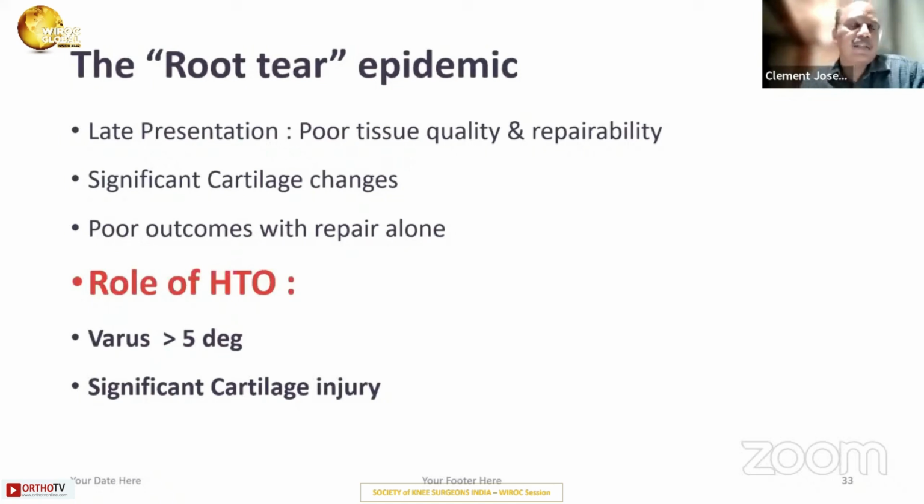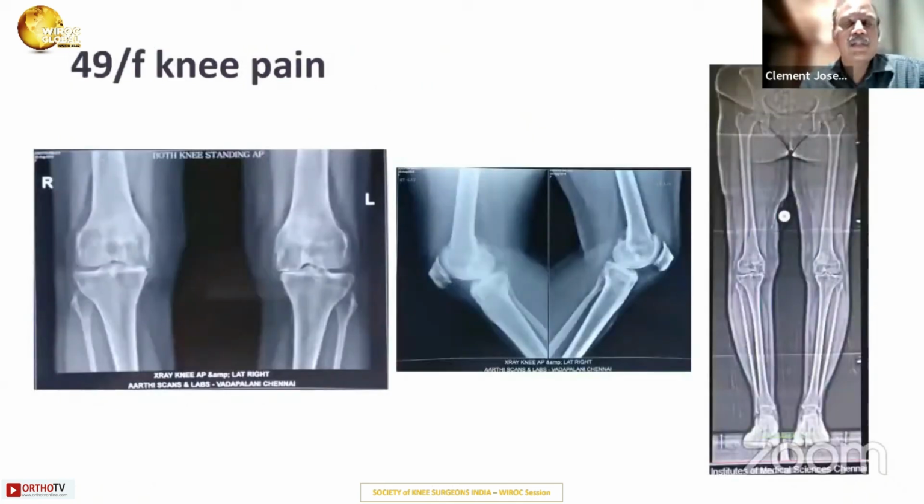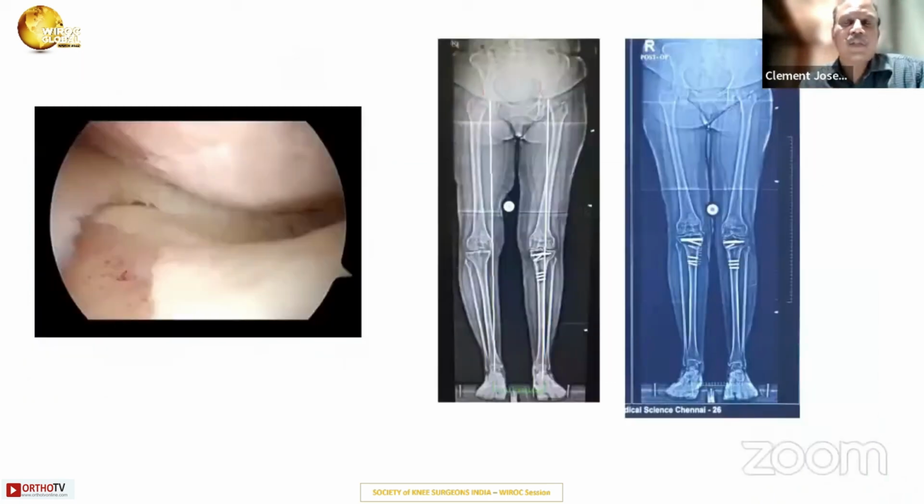Definitely, when the varus is more than 5 degrees, HTO combined with root repair is found to be very beneficial. And when you're doing a root repair with significant cartilage injury, it will be beneficial to combine the HTO along with the root repair. So most of these patients need to be counseled beforehand that there may be a need for high tibial osteotomy. As in this case of a bilateral root tear, the patient eventually underwent sequential high tibial osteotomy with root repairs, with good results.